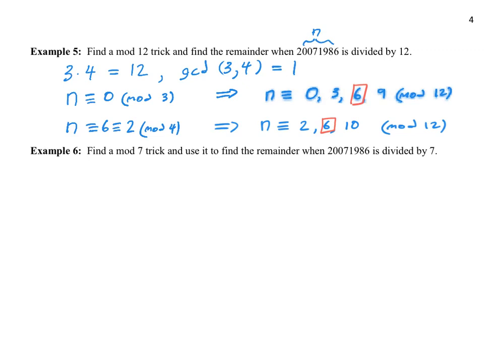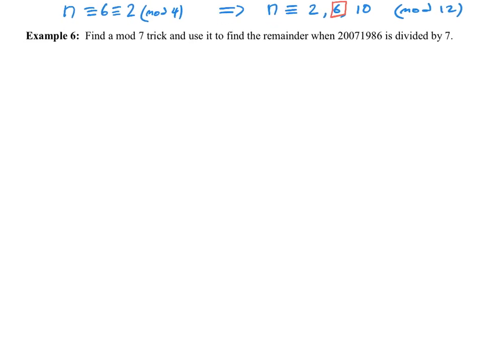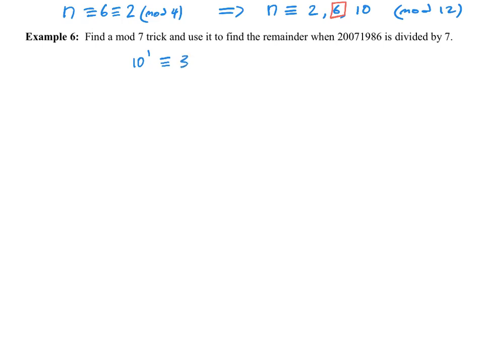All right, so in the next problem, we are going to use the other method that was discussed in the previous video to try to find a trick for 7. And we'll use that trick on the same number again. So the other idea that we had was to take powers of 10. So we'll write 10 to the power 1 and reduce that in mod 7. So we would get 3. And we'll keep going until we either get 1, 0, or minus 1.